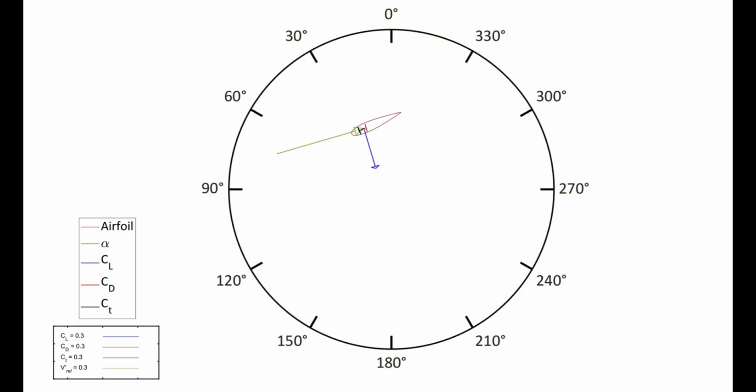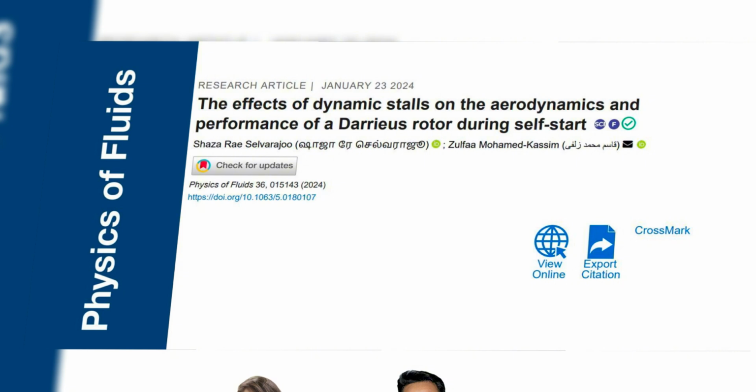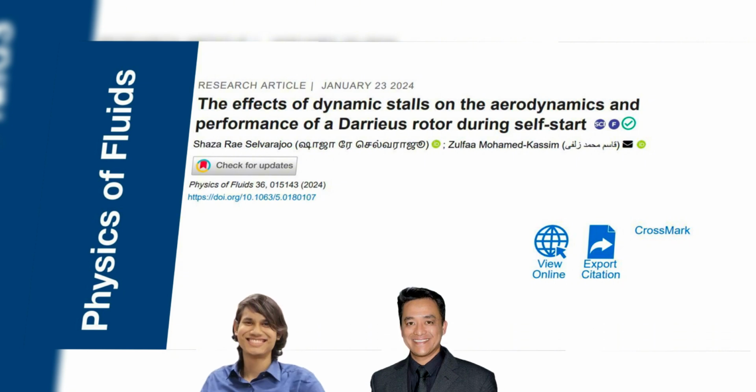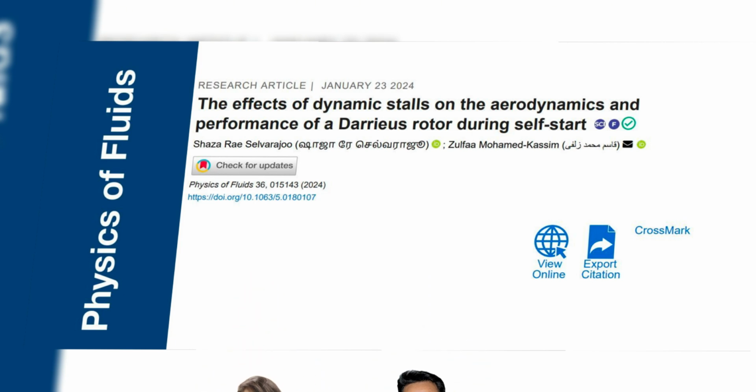But many are still confused as to whether the positive effects of dynamic stalls outweigh the negative effects of dynamic stalls. I'll give you guys the answer straight away. The answer is that it is actually a net positive. Several studies have come out analyzing the true effects of dynamic stalls on Darrieus turbines, including ours, where we analyzed the effects of dynamic stalls on self-starting Darrieus turbines and published in Physics of Fluids.